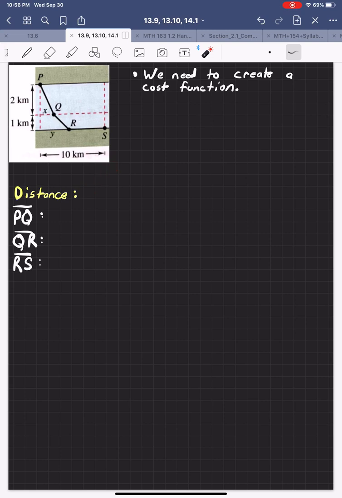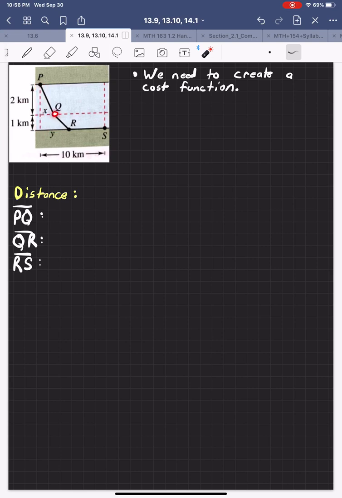All right. So let's go back to this picture, because this picture tells us a lot of the information. So we have 10 kilometers from point P to point S is 10 kilometers. We also have 3 kilometers from basically starting from point P to land.